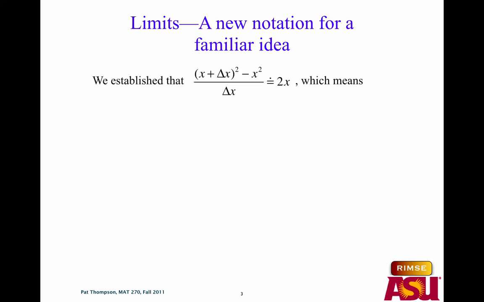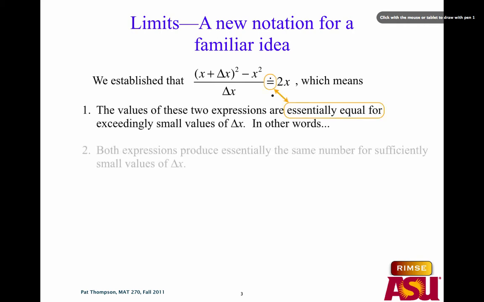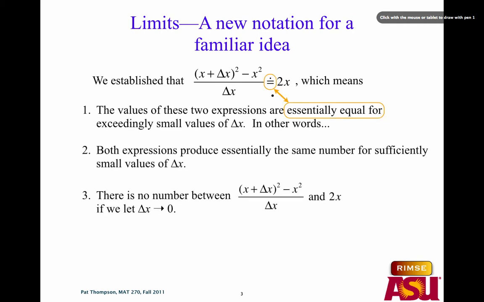Okay, so when I write this equal symbol with the dot above it, that means that the values of the two expressions are essentially equal for exceedingly small values of delta x. In other words, both expressions produce essentially the same number for sufficiently small values of delta x. And another way of saying that is for every x value, there is no number between this quotient expression and 2x when we let delta x get crazy tiny, okay?